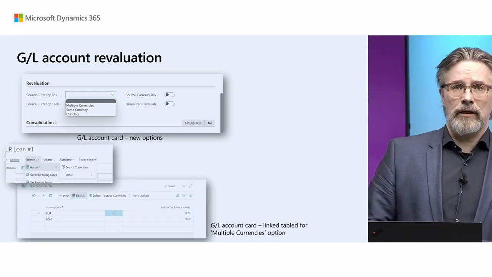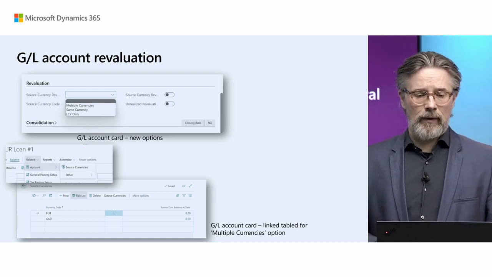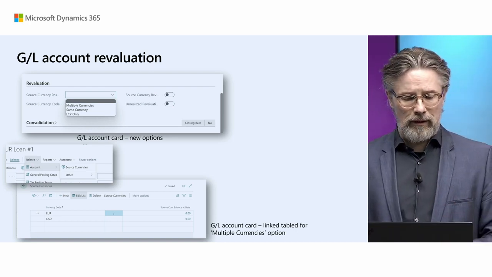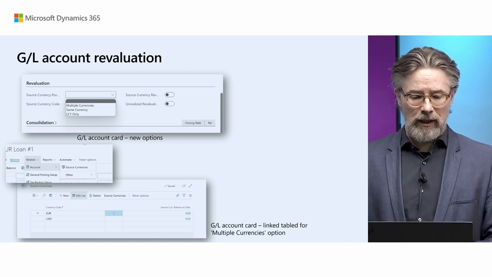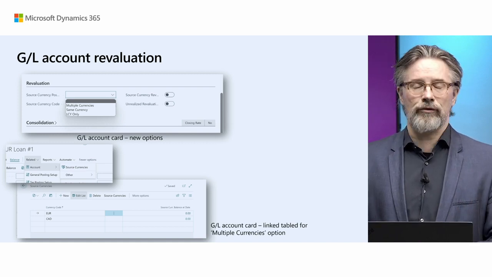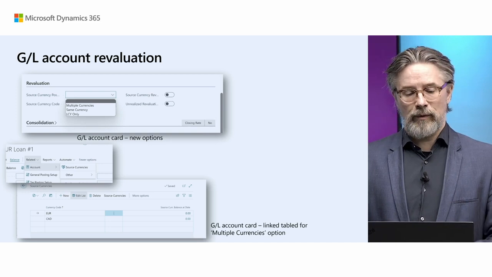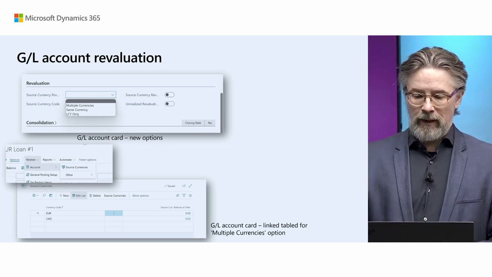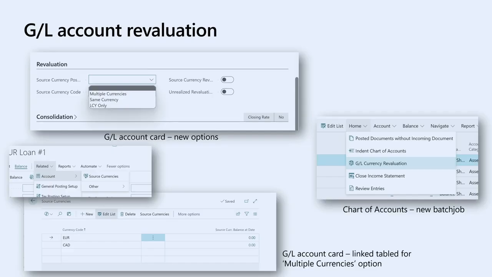So if you decide that you will accept multiple currencies, there's a small associated table with the GL account where you can specify which currencies are allowed when you post currency transactions. And finally, once you've done it, there is a batch job in the chart of accounts where you can execute an adjustment batch job that will then create adjustment entries that you can post. And because it's a journal with some entries, you can go in and adjust them and validate them before you post.